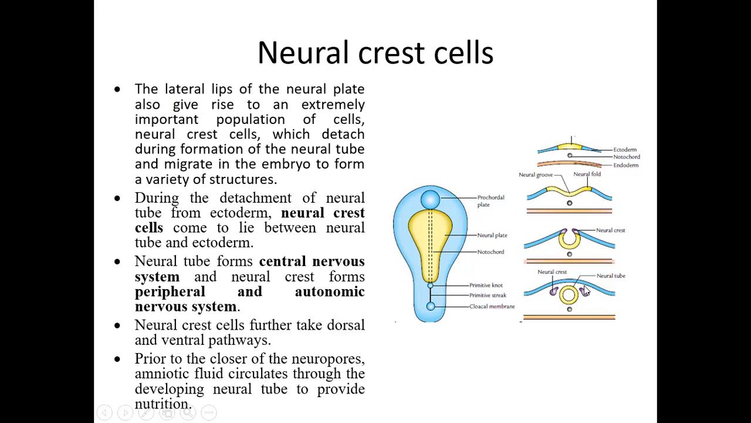So during the detachment, the neural crest cells come to lie in between the neural tube and the surface ectoderm. So neural tube will form the central nervous system and the neural crest cells will form the peripheral and the autonomic nervous system. Neural crest cells further take two pathways. One is the dorsal pathway and another one is the ventral pathway. Prior to the closure of the neuropores, amniotic fluid circulates through this neural tube to provide the nutrition to the developing brain.